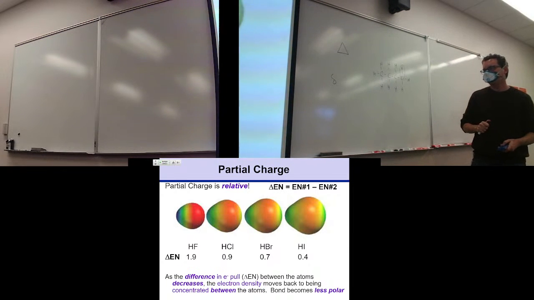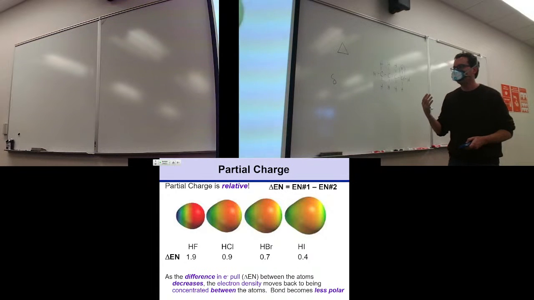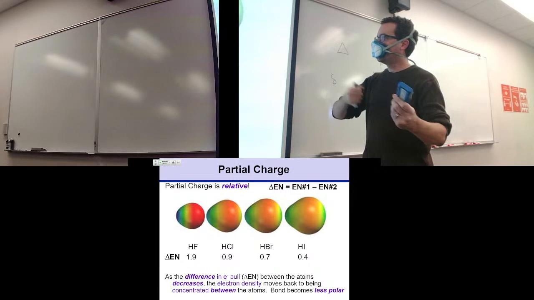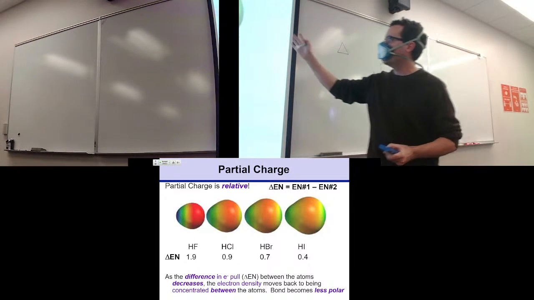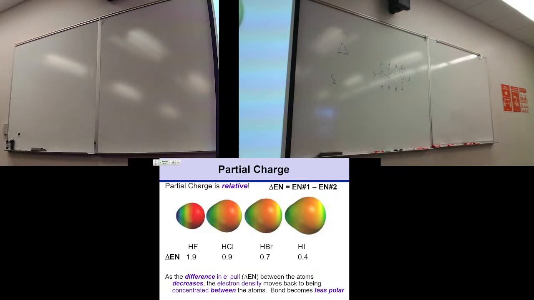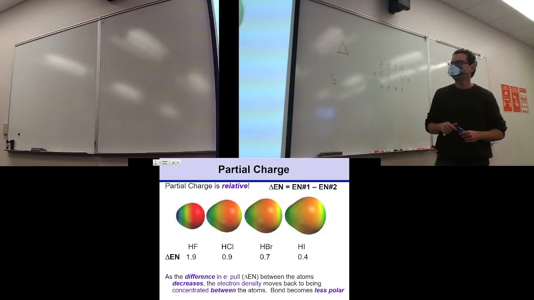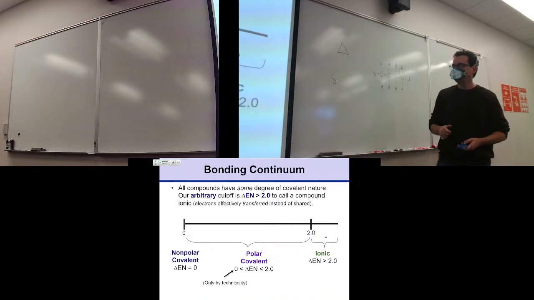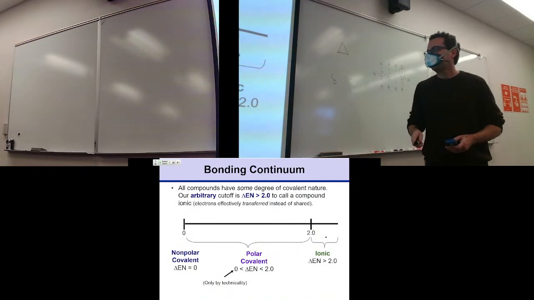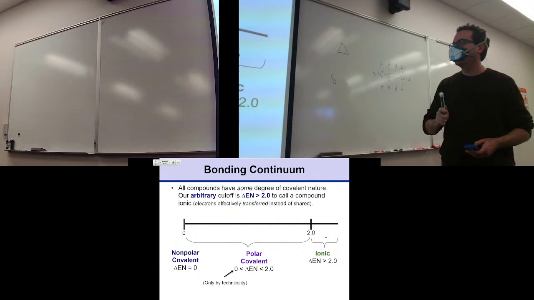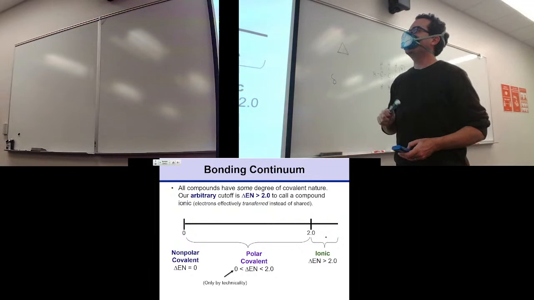As the difference in electronegativity between the atoms decreases, there's less of a tug to one side over the other, and the electrons start to get concentrated more towards the middle. So here they're kind of all on one side, and now you can see the electrons shifting more back to the middle, where they're shared equally. Okay. Here is, I would put a big asterisk on this whole slide, but let's talk about this slide first.